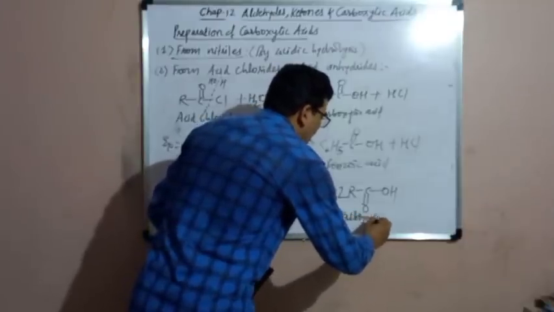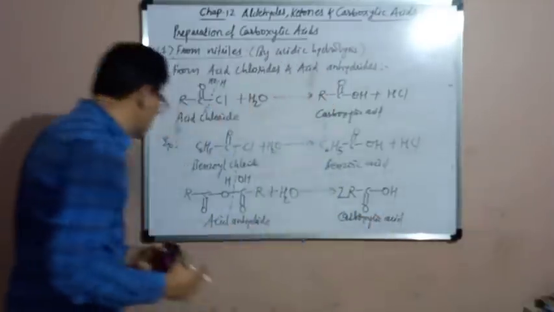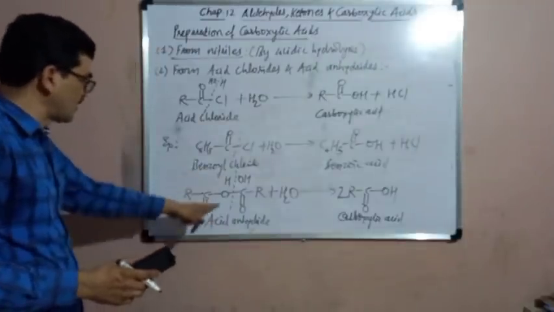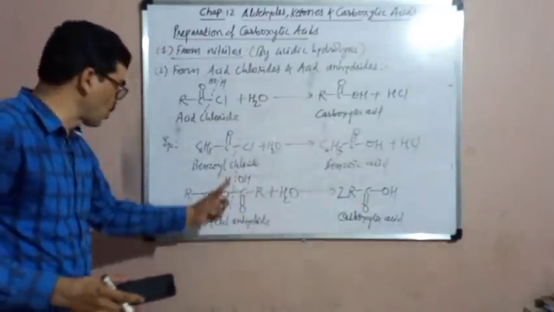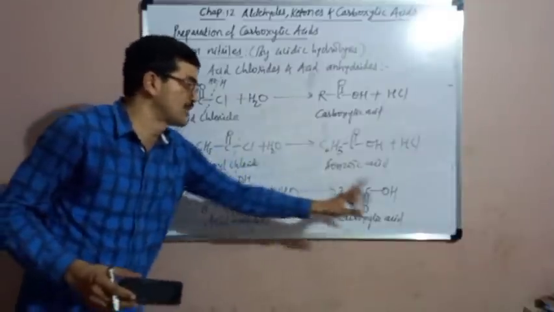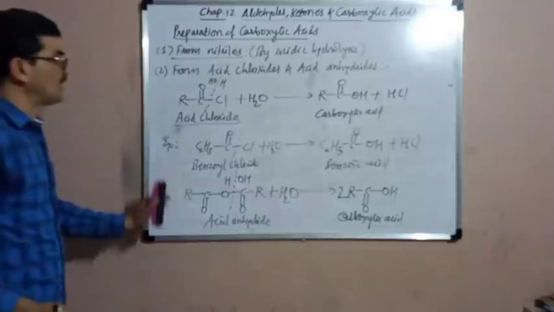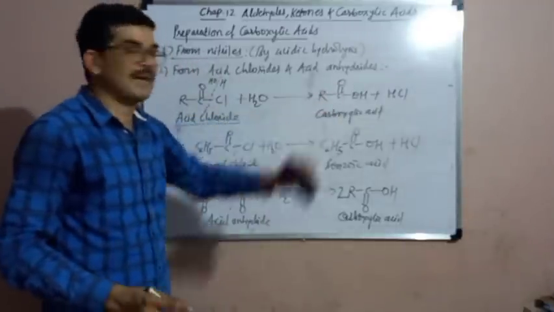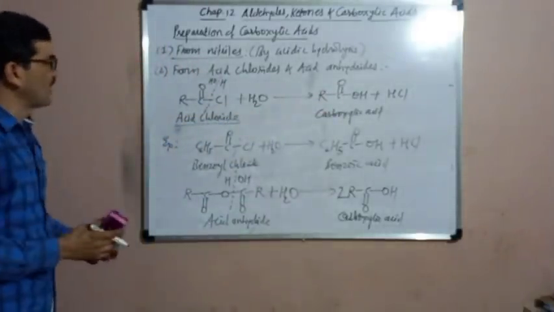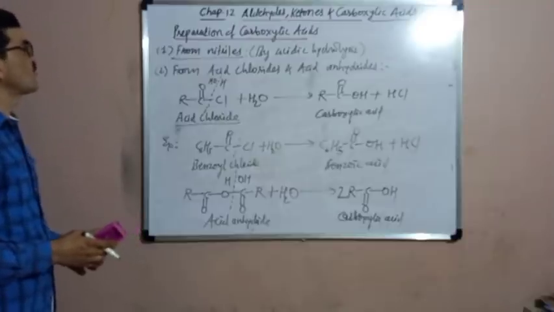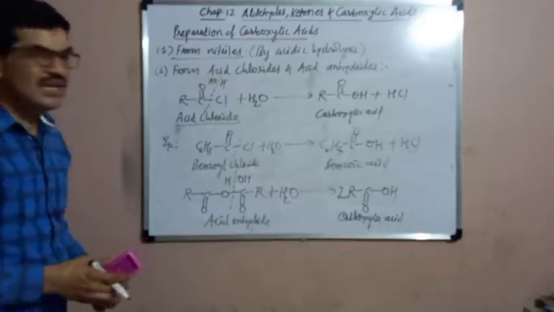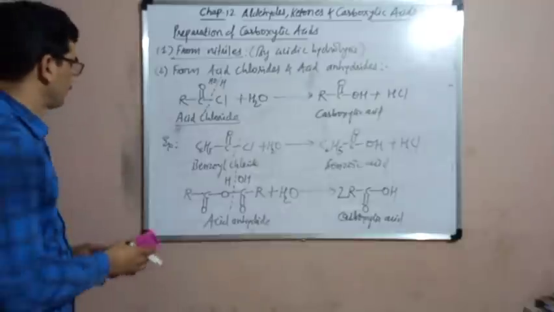So here the carboxylic acid is obtained in a very simple manner from the acid anhydride. The acid anhydride is hydrolyzed, that is broken down by water, to give 2 moles of carboxylic acid. And acid chloride, when broken down by water, hydrolyzed by water, gives 1 mole of carboxylic acid. So in this way we can obtain the carboxylic acids from acid chlorides and acid anhydrides.